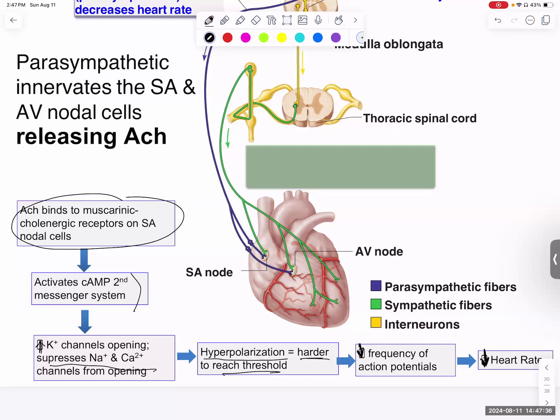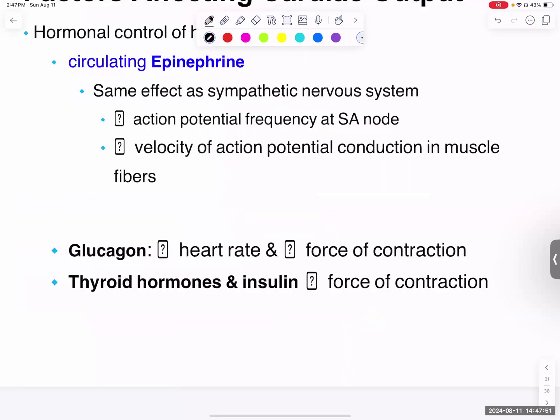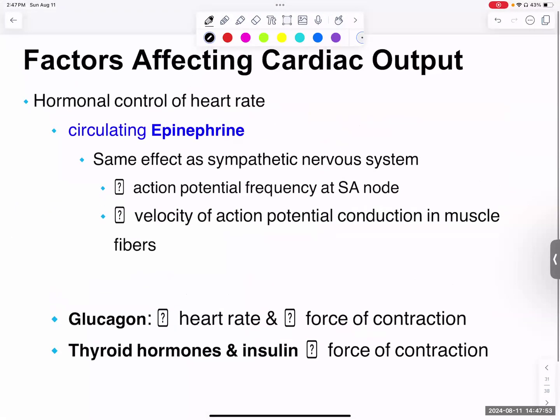So parasympathetic isn't actively doing something, it's passively doing something. It's hyperpolarizing, so something doesn't happen. So action potentials don't occur as frequently, and as a result, the heart rate decreases.